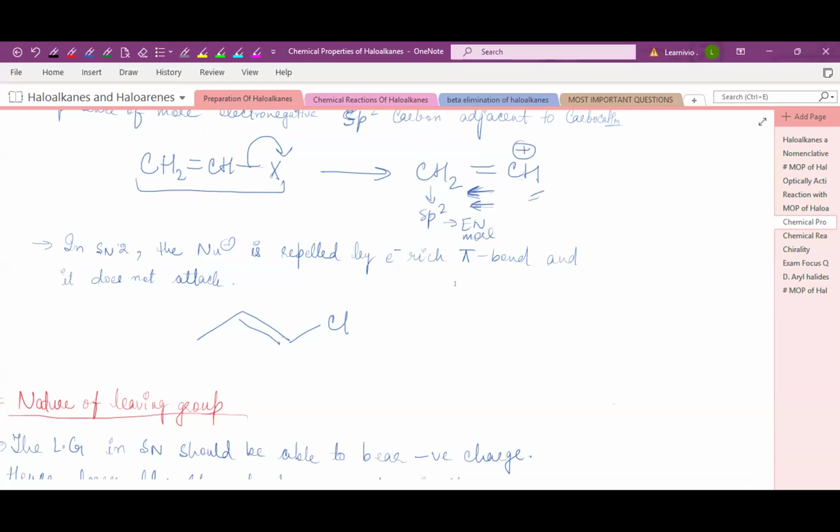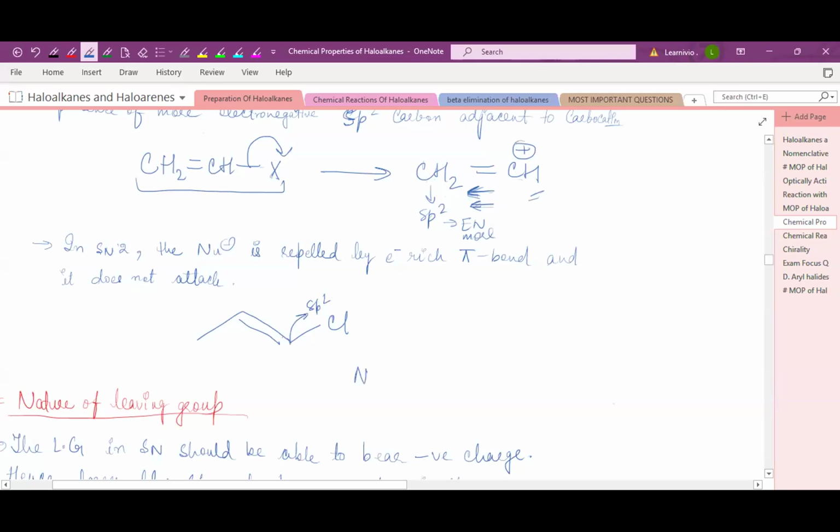In the SN1 reaction, the carbocation which is formed is unstable due to the presence of the more electronegative sp2 hybridized carbon. But in the case of the SN2 mechanism, what happens? See, this is a chlorine, right? In SN2 there will be no formation of carbocation, so it occurs in a single step. In a single step, there will be an attack of the nucleophile and the cleavage of this bond, right? This is an sp2 hybridized carbon, and sp2 hybridized carbon is more electronegative than sp3.